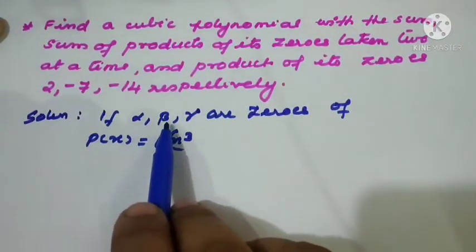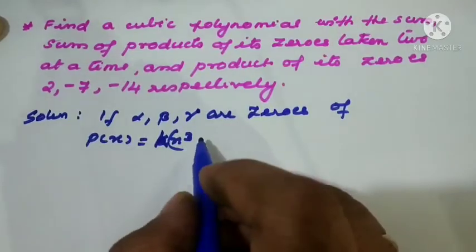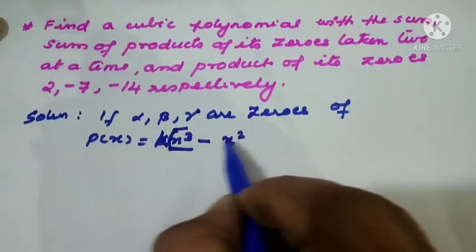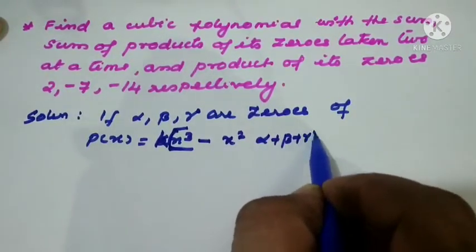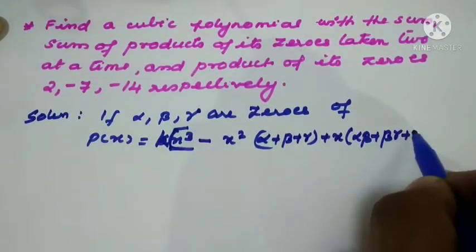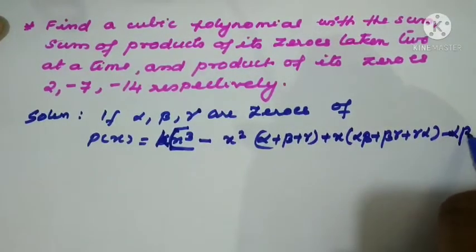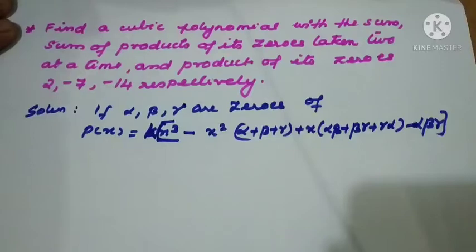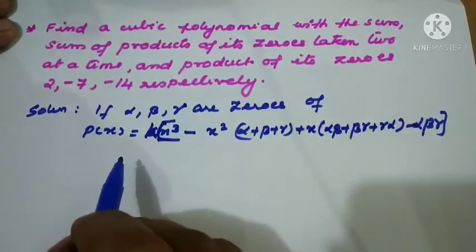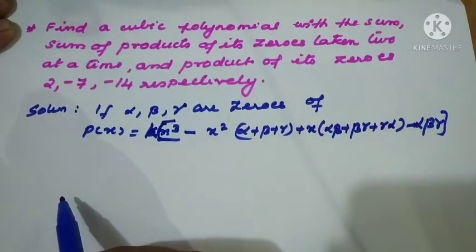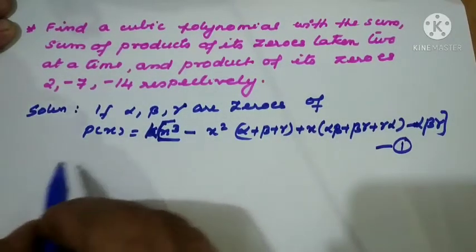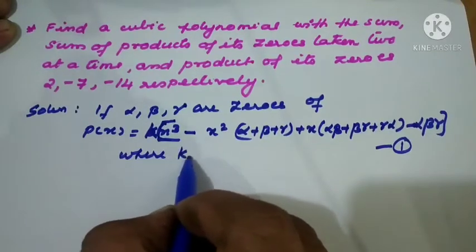So what should we write? If alpha, beta, gamma are the zeros, p of x equal to k into x cube minus x square into alpha plus beta plus gamma, plus x into alpha beta plus beta gamma plus gamma alpha, minus alpha beta gamma. So we got the general polynomial. Now what is given? Sum as 2. So that means we have alpha plus beta plus gamma. Let me make it equation number 1, and we should add that k is a constant.